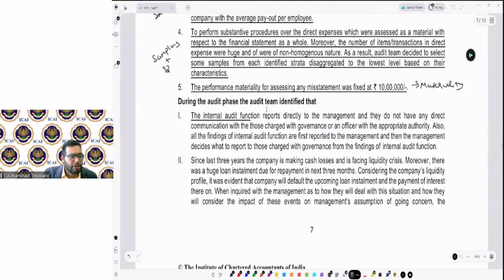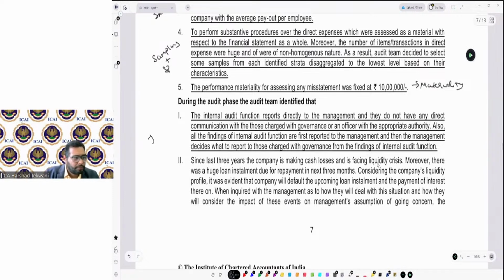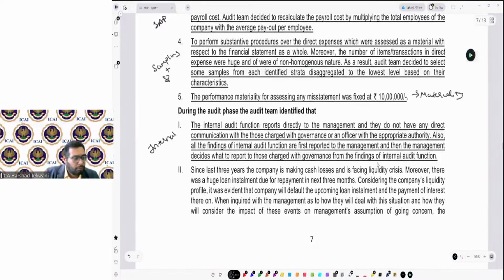The internal audit function directly reports to the management, and they do not have any direct communication with those charged with governance or an officer with the appropriate authority. Also, all the findings of the internal audit function are first reported to the management, and then the management decides what to report to those charged with governance from the findings. Again, this is related to using the work of the internal auditor.